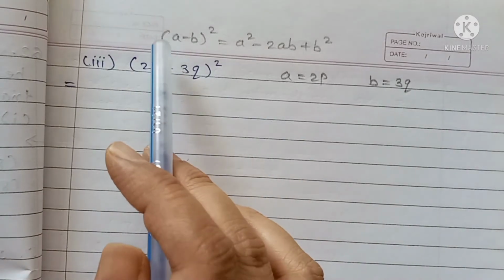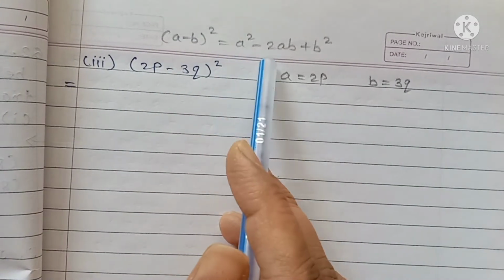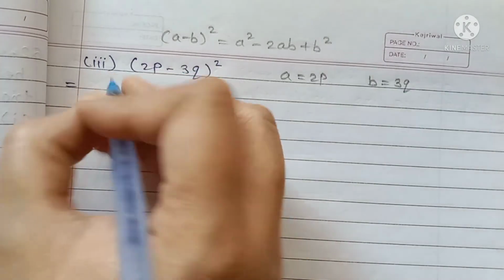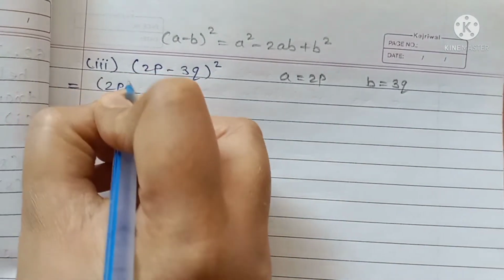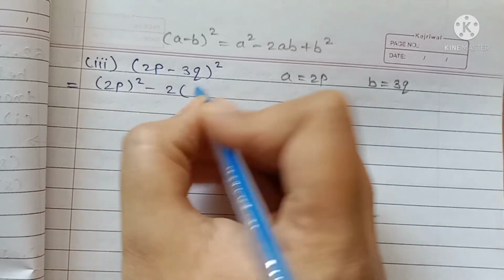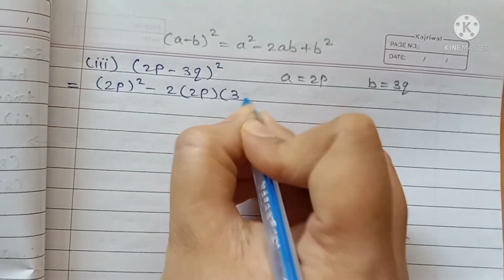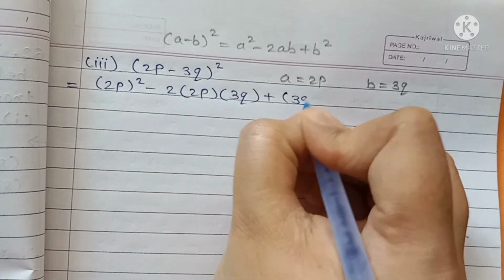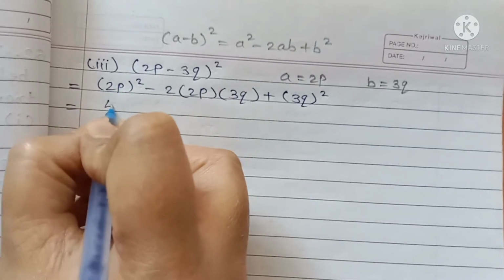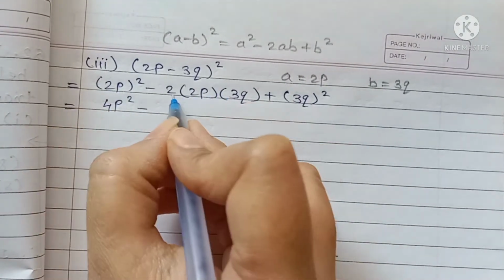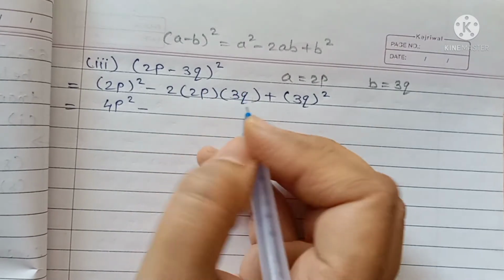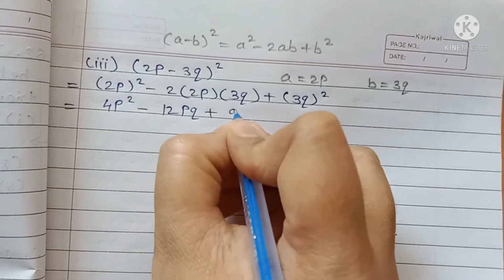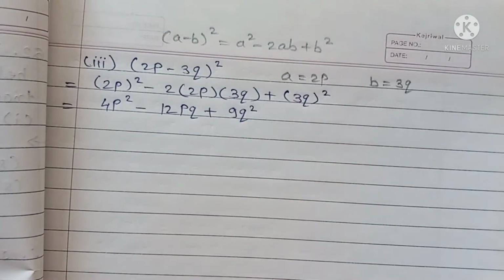Third, (2p minus 3q) square. Here we use formula (a minus b) square is equal to a square minus 2ab plus b square. Here a means 2p and b means 3q. A square means (2p) square, minus 2 into ab means 2p into 3q, plus b square. B square means (3q) square. 2 square is 4, p square is p square, minus 2 2s are 4, 4 3s are 12, pq, plus 3 square is 9, 9q square.